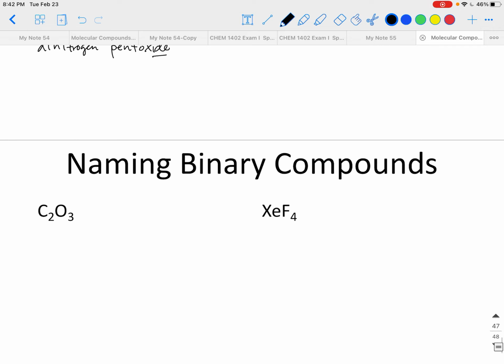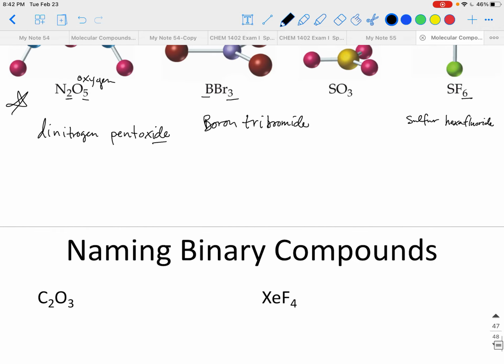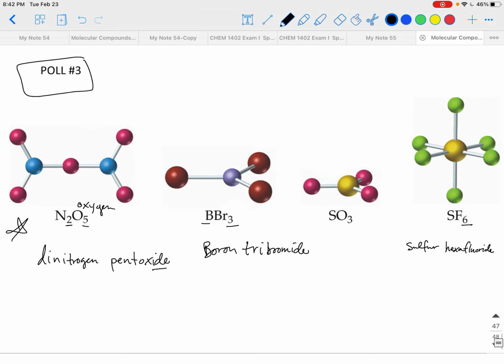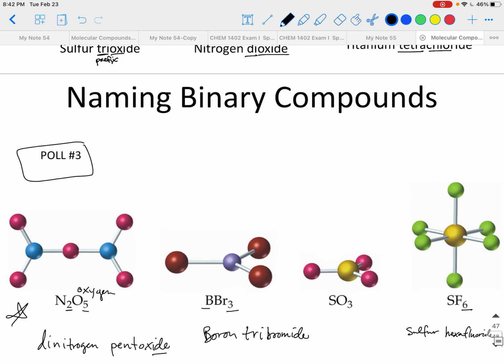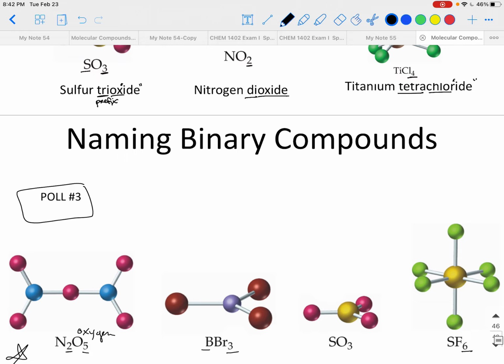So practice naming these other ones. If you have questions about them, feel free to reach out. And there will be some more from the back of the Chapter 4 textbook, some problems that I assigned for good practice on this stuff. But with that, that concludes Chapter 4.